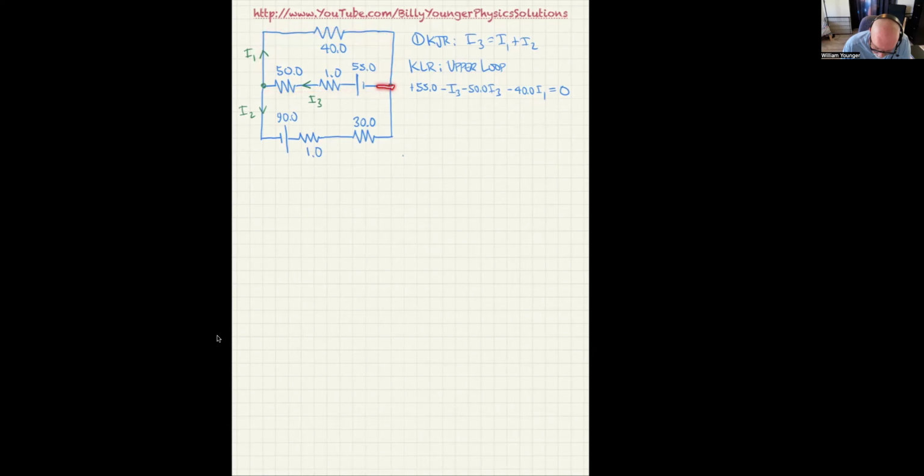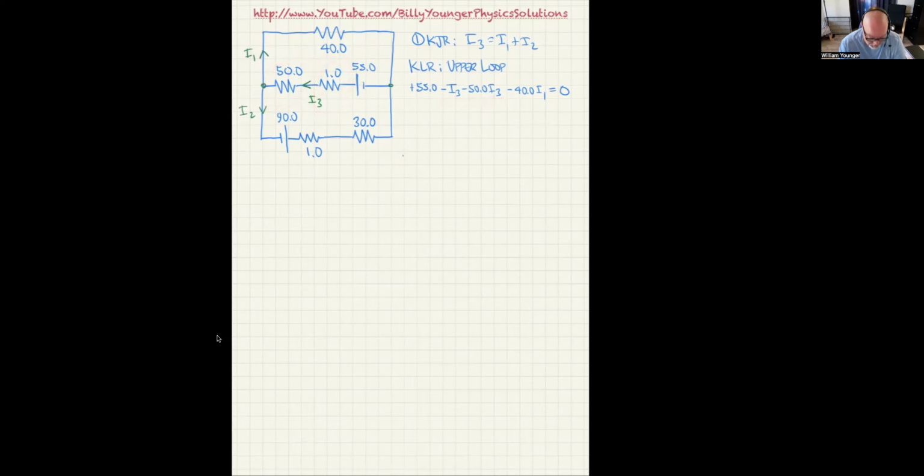And you can see the first thing I run into is a voltage change due to a battery. But I'm going from this itty bitty short leg to the long leg, so that's a voltage increase, hence I got the plus 55. Now I am going the direction of the current in this leg. The current in this leg is I3, and I've hypothesized I3 to be moving to the left, and I am moving to the left. Since I'm moving in the direction of the current, we expect the 1 ohm resistor, this guy, and the 50 ohm resistor to be voltage drops.